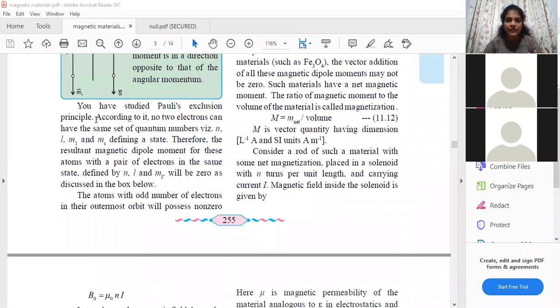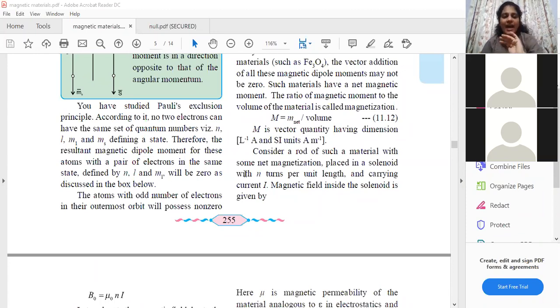Now look at this paragraph below this blue box. You have studied Pauli's exclusion principle. According to it, no two electrons can have the same set of quantum numbers. Therefore, the resultant magnetic dipole moment for these atoms with a pair of electrons in the same state defined by n, l, m will be 0, as discussed in the box below. So if we are talking about two electrons which have the same numbers according to Pauli's exclusion, then their net magnetic moment is going to be 0.